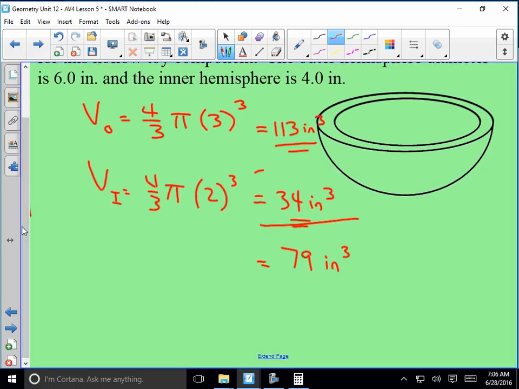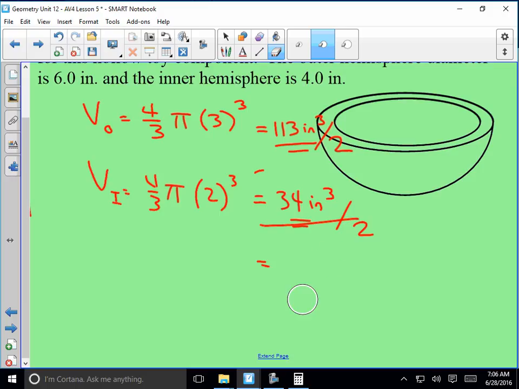Now, does anybody notice the one mistake here? I was hoping maybe you were thinking about it. Okay, what is the one piece we didn't do for this problem? These are hemispheres. We need to divide by 2. So when we're dividing by 2, we've got 113 divided by 2. Okay, 56.5. So we'll round that up to 57.